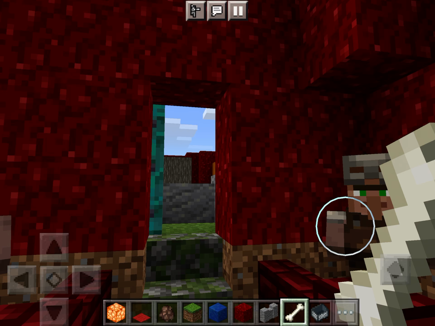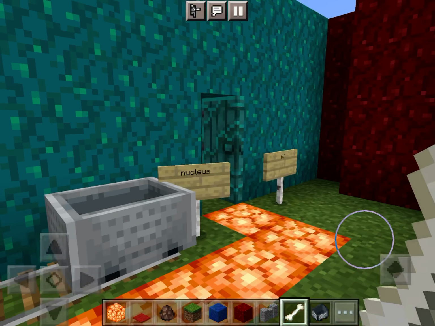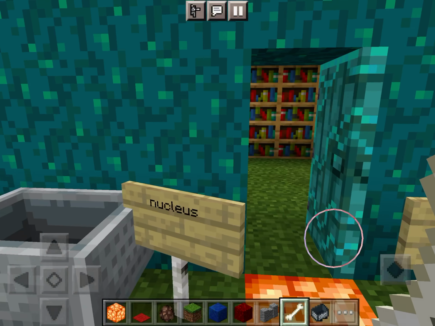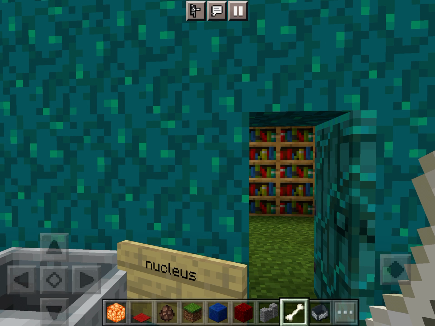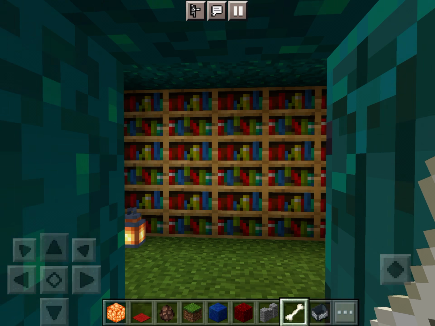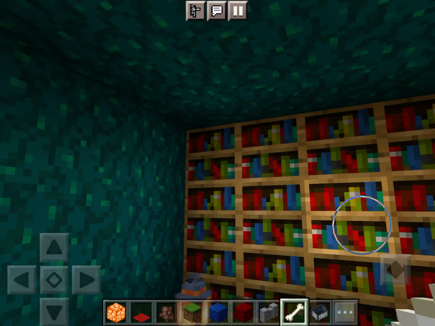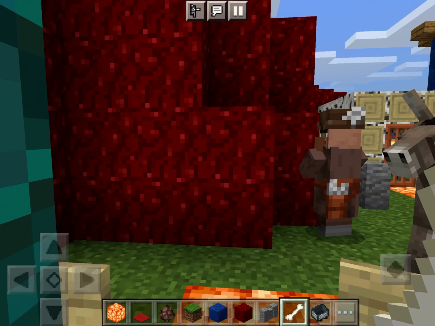Now we're going to go into the cell, and we're going to be going to the nucleus. And I put DC as the nucleus, because the nucleus controls the cell's activities, and DC kind of does that with money and law and stuff. So here it is, because it holds lots of information and books about everything.